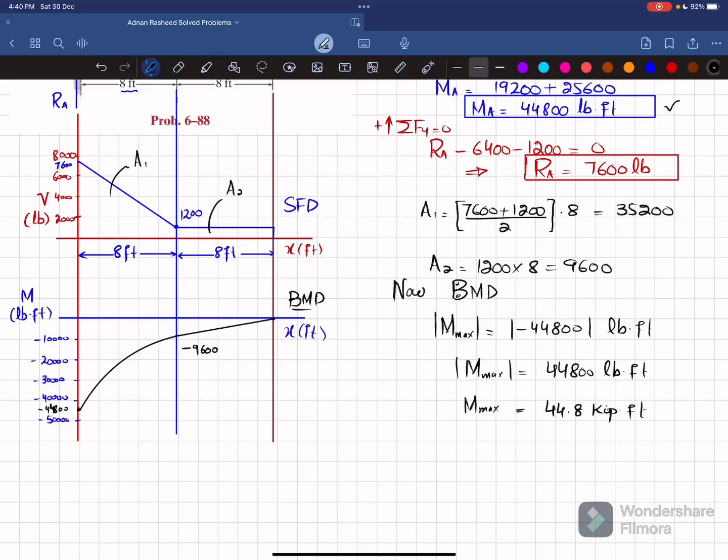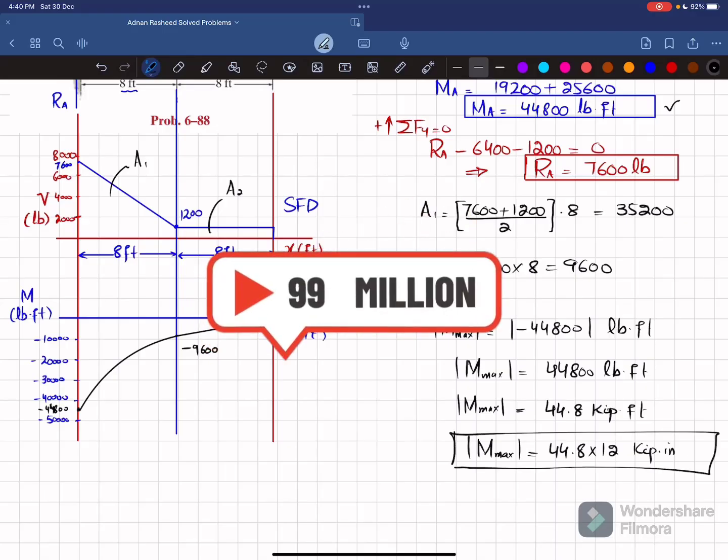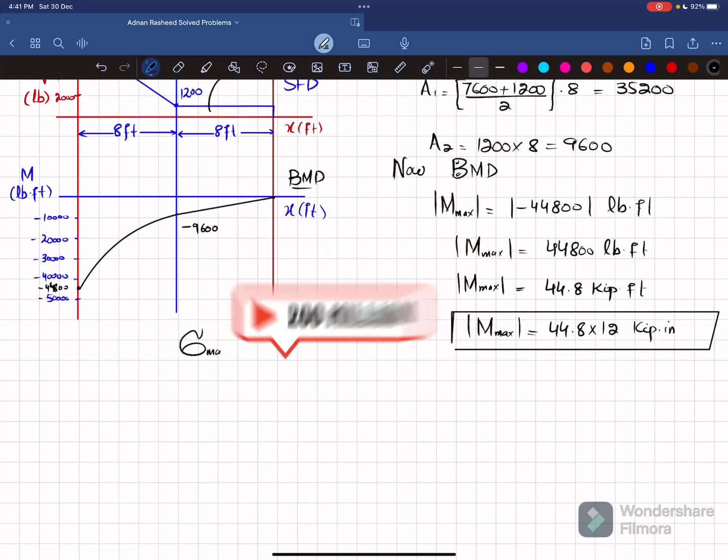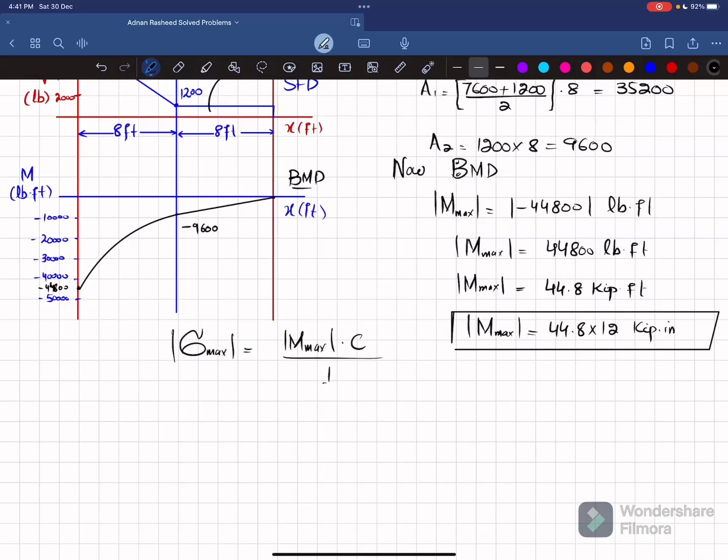Now if you want to convert this feet into inch, what we will do is 44.8 multiplied by 12, and the unit will be kips into inch, because 1 foot is equal to 12 inch. So this is the maximum bending moment, and we know that the maximum absolute value of bending stress is equal to maximum bending moment into C divided by I.